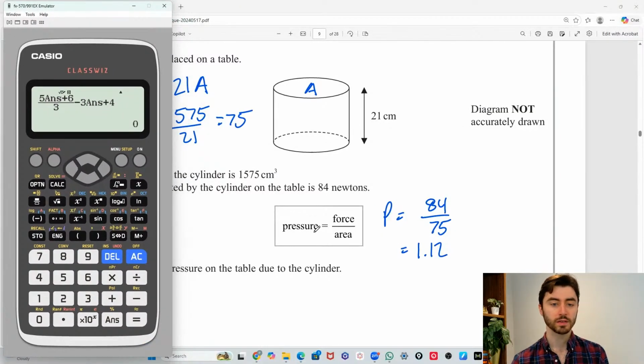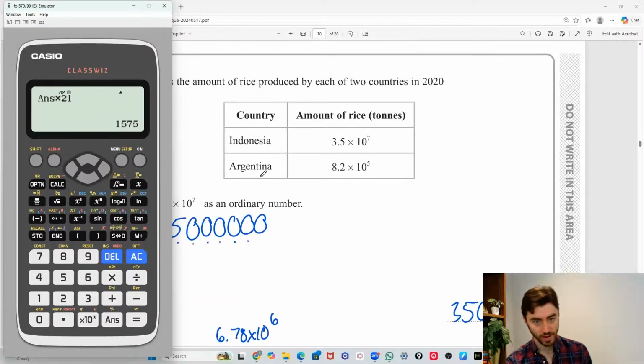What we can do here is say if that's the pressure and that's the force, I can rearrange for area. So the force is 84 all over my pressure of 1.12 gives me an area of 75, which I multiply by 21. And I do get my original volume back, so I know my answer is correct.